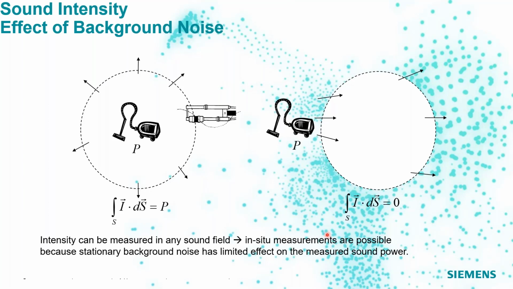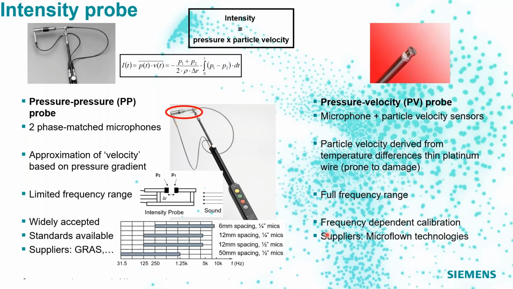So now that we know a little bit about intensity, let's see how we actually do the measurement for intensity. Intensity is nothing but the sound pressure times the particle velocity. The particle velocity is the velocity of the point moving at that particular location wherever we are measuring. So the intensity can be measured in two ways.